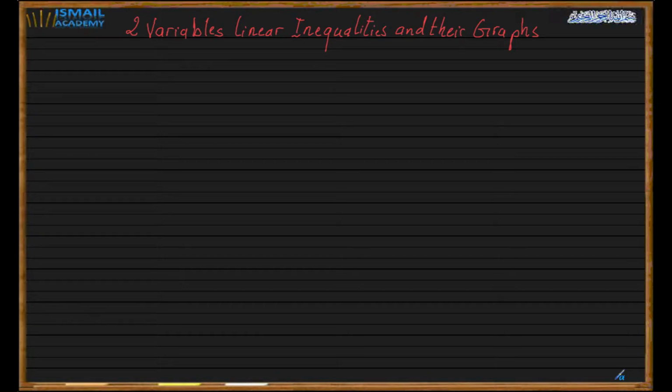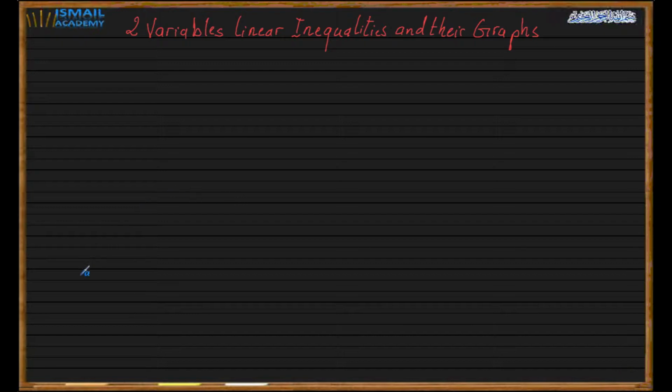Assalamu alaikum. The lesson today is about two variable linear inequality and their graphs. So we are going to learn how to graph linear inequality and define the property of the linear inequality. So first, before we start, let's define what is a linear inequality.